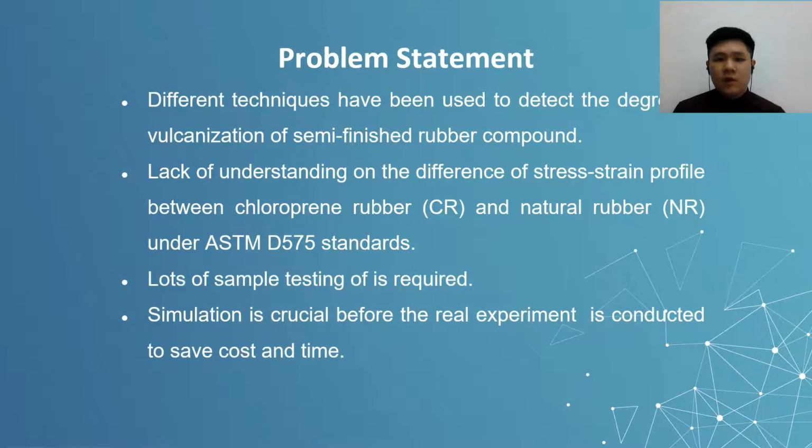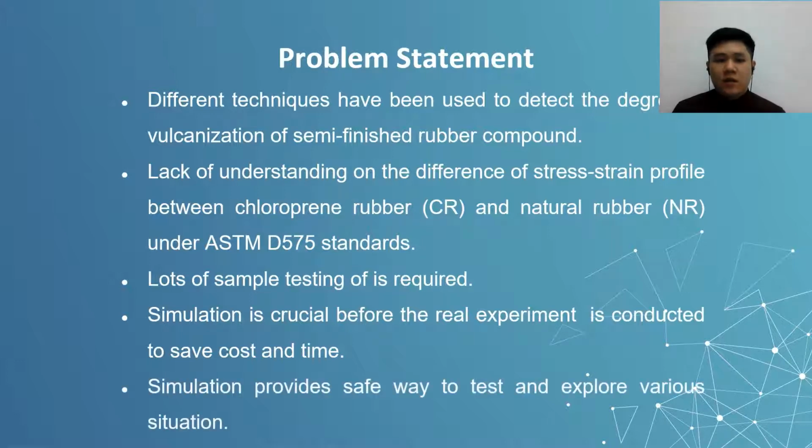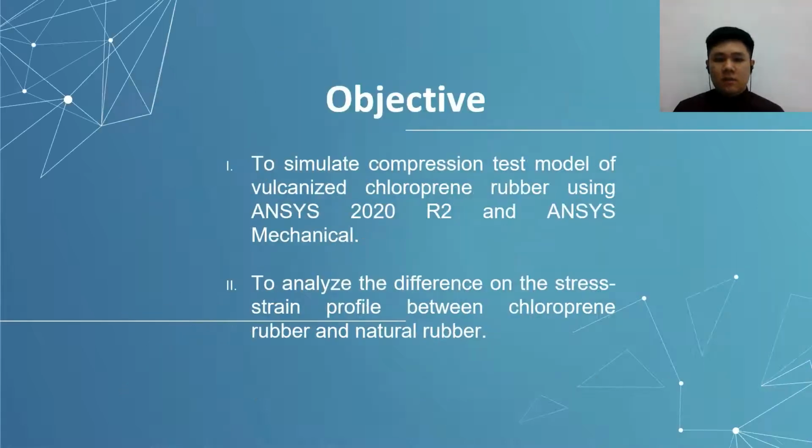In the real world, a lot of sample testing is required to obtain an accurate result, and that is why simulation is crucial before the real experiment is conducted, to save cost and time. Also, the simulation provides a safe way to test and can be used to explore how material behaves under various situations.